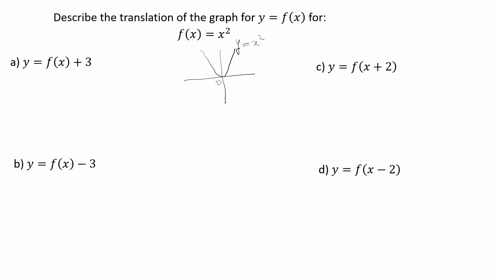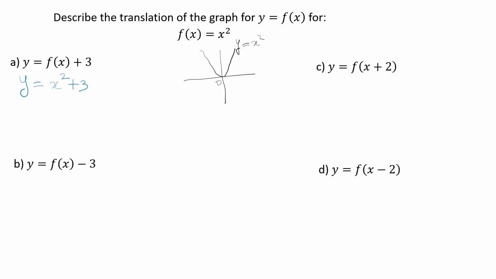We need to draw the graph y equals f(x) plus 3. So let's see how this graph is going to be changed. y equals, our original f(x) is x squared, plus 3. So the x value is not going to be changed. The y value is increased by 3.